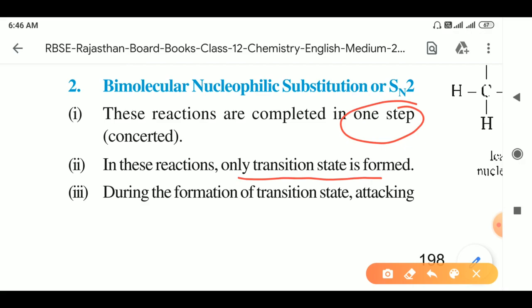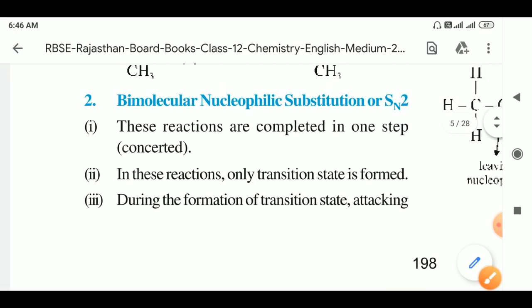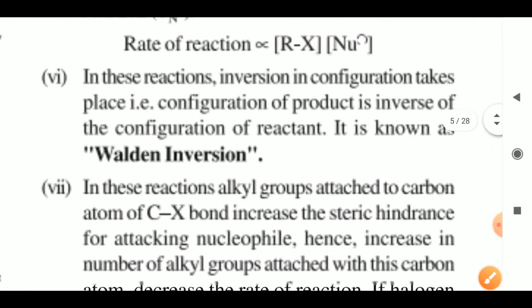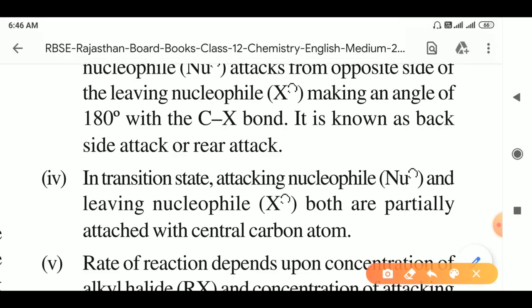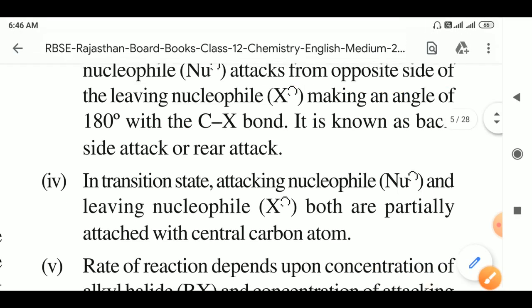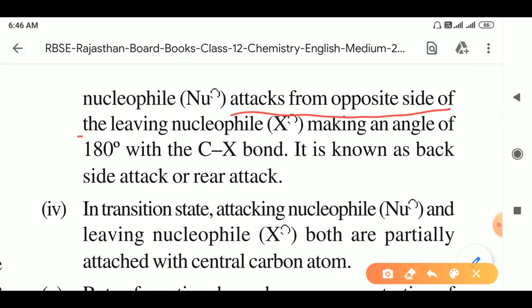Third, during the formation of the transition state, the nucleophile attacks from the opposite side of the leaving group. That is a very important point. It is an attack of the nucleophile from the back side, the opposite side. But in the SN1 reaction the nucleophile attacks from the front side. Here the nucleophile is a negatively charged particle, so it always attacks from the back side of the RX.